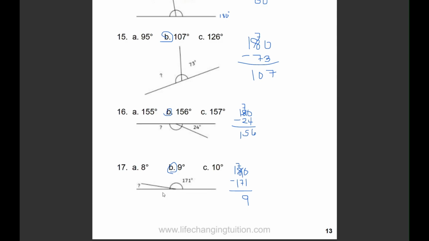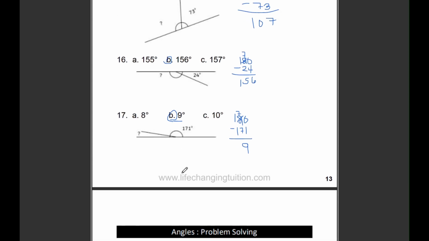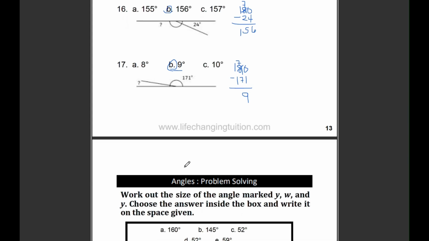Now, why not 8 or 10? Well, 8 degrees and 10 degrees just do not match our rule. The correct answer is 9 degrees. The formula and working are quite simple. We take 180 degrees, which is the total for a straight line, and subtract the known angle, 171 degrees. So 180 minus 171 equals 9 degrees.